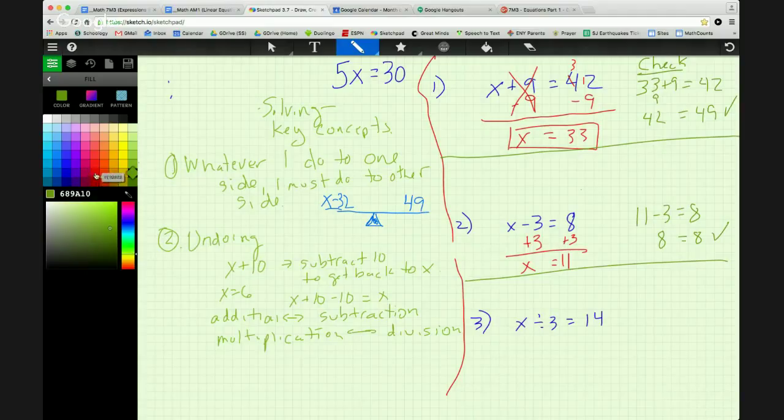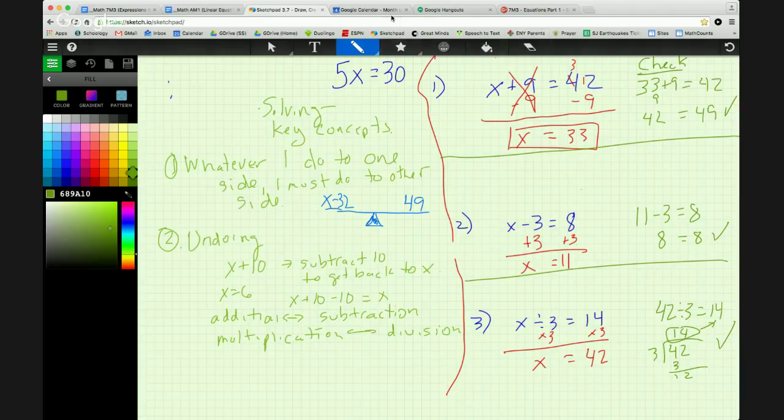All right, last one. So x divided by 3, what undoes division? Multiplication. So we're going to multiply both sides by 3. And we get x on the left. X divided by 3 times 3 is just x. And 14 times 3 is 42. Let's check our answer. Does 42 divided by 3 equal 14? Well, let's take 42 divided by 3. 3 goes into 4 once, 1, 12, 14. Yes, so 14 does equal 14. Check.